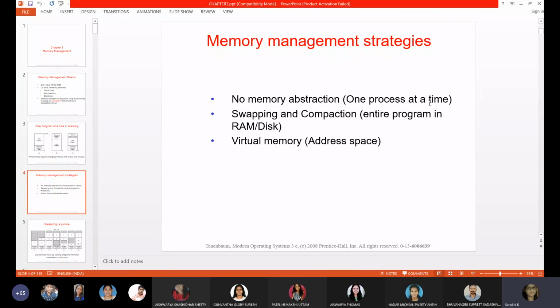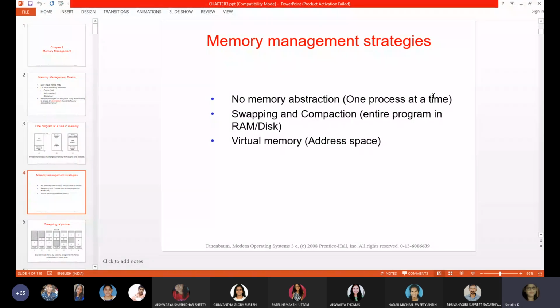There are so many services the operating system provides. One is process management, then memory management, then disk management. Disk management is also called file management, etc. So here we are seeing only main memory. So, no memory abstraction means that at any point of time, if you look at the main memory, only one process will be there.